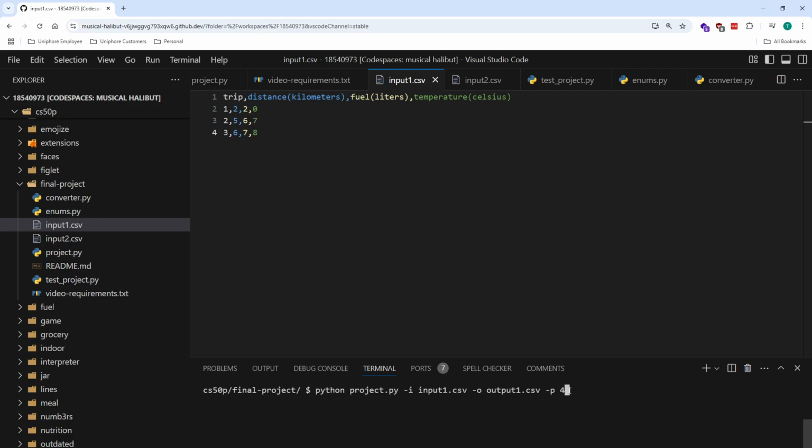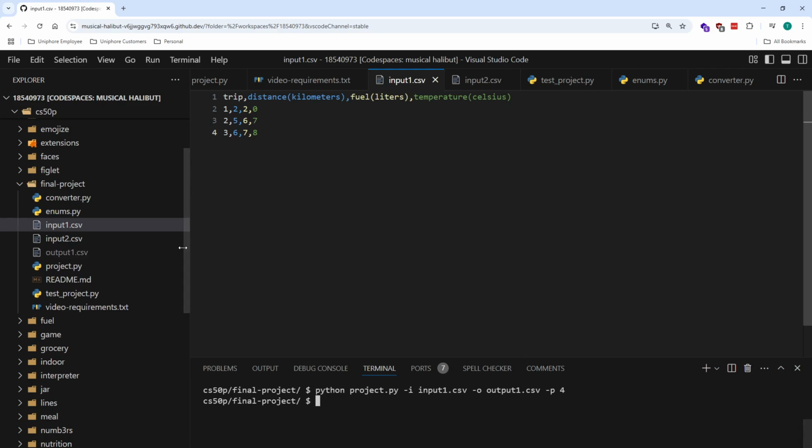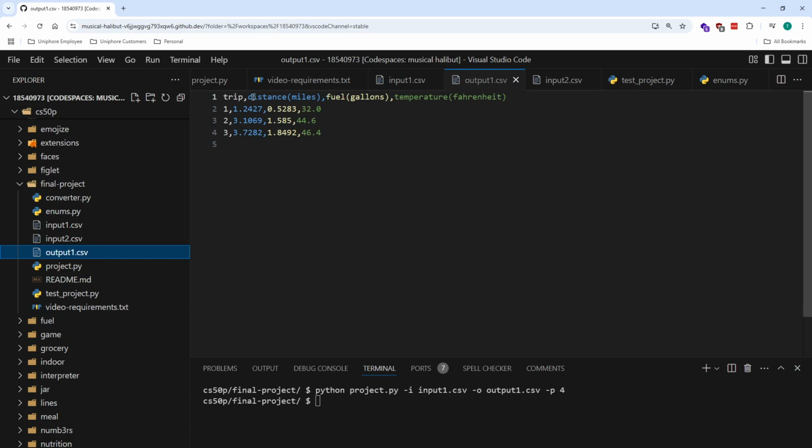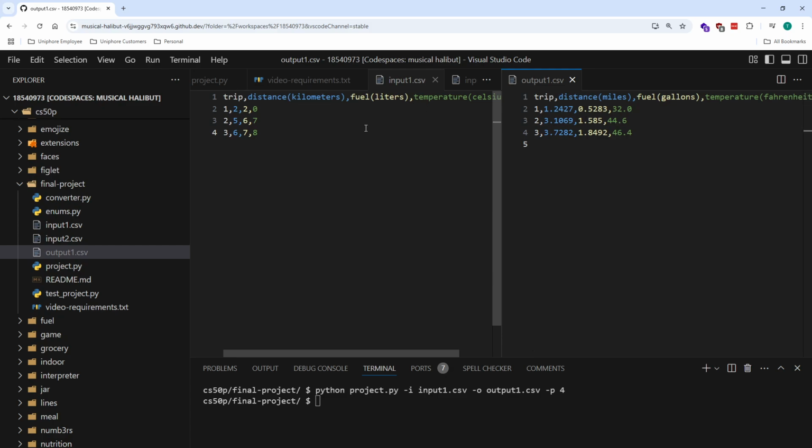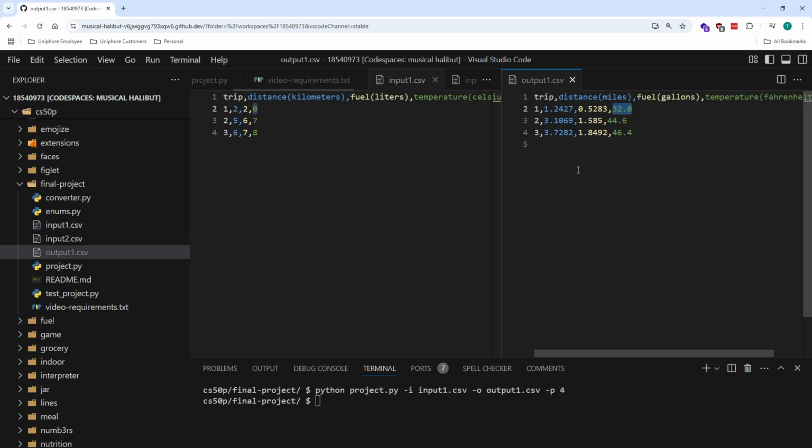I'm going to go ahead and run this command, and you can see that we have generated an output 1 file. Now the units are imperial. So if you're used to miles, gallons, and Fahrenheit, this looks a little bit easier for you and easier to comprehend. So for example, the temperature that day was 0 centigrade, but it's 32 Fahrenheit. We drove 2 kilometers, meaning 1.24 miles.